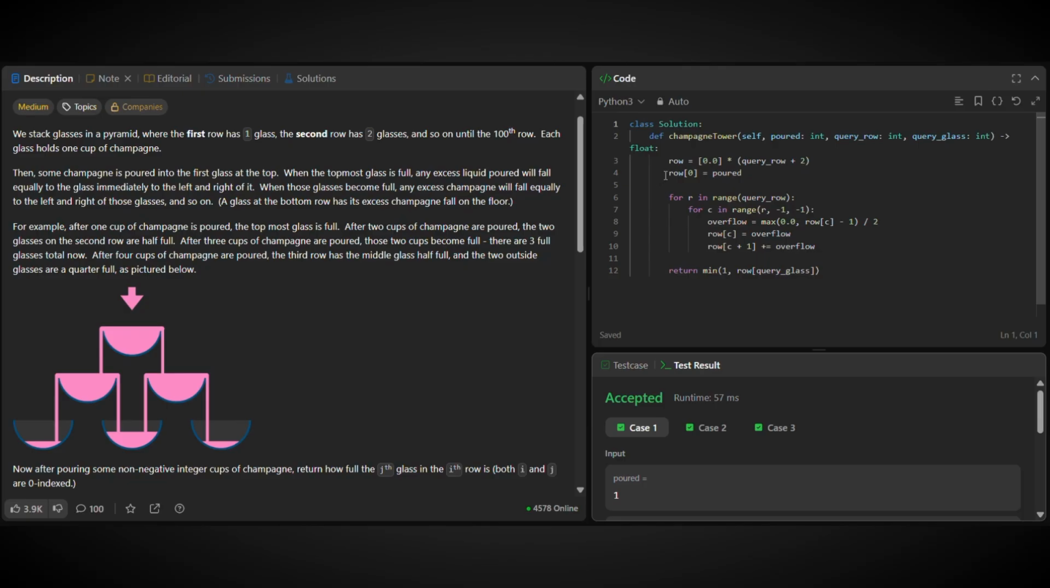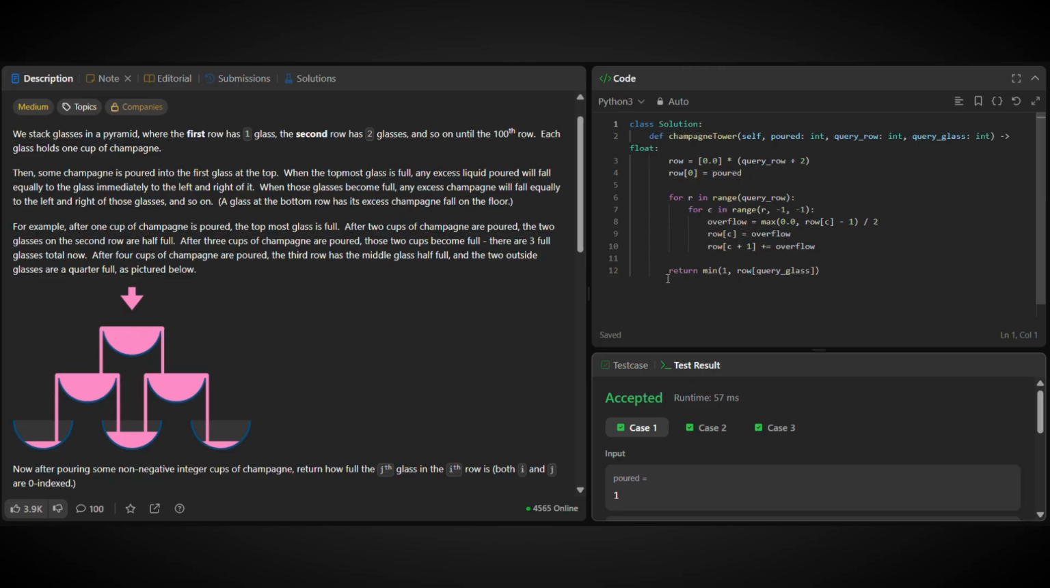We initialize row[0] equals poured. Then we build the tower row by row. For each row we traverse backwards. Why backwards? Because we don't want to overwrite values that are still needed for computation. For each glass c, overflow equals max of 0 and (row[c] minus 1) divided by 2. We replace row[c] with the overflow amount. That represents what flows downward. Then we add that same overflow to row[c+1].